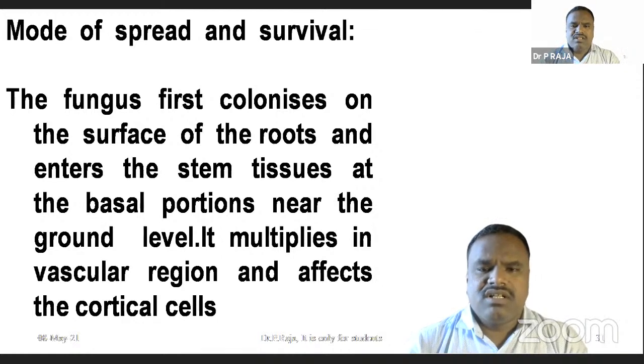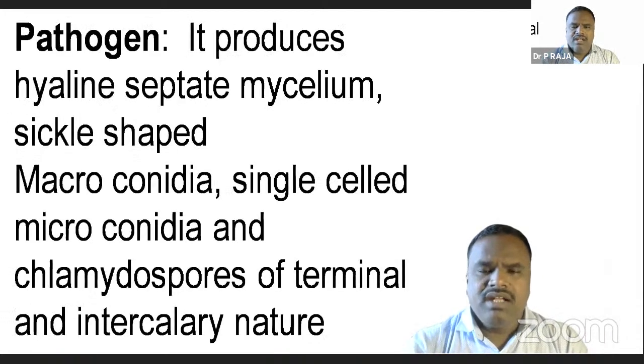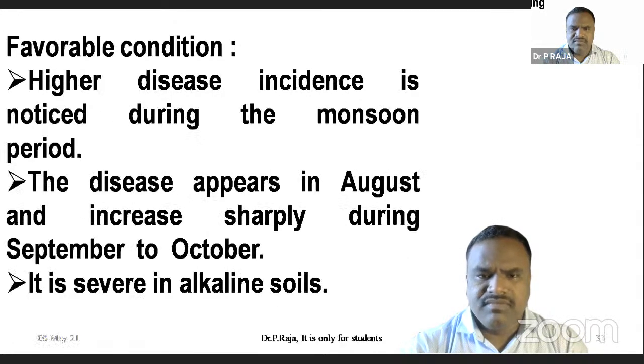And these pathogens spread through the roots and the soil, basically through soil. If you move soil from the infected place for filling or any other purpose and fill it in other places, this pathogen is also carried to the other place. And this pathogen produces a hyaline septate mycelium, multi-septate macroconidia, single-celled microconidia, and also resting spores called chlamydospores, which are intercalary in nature.